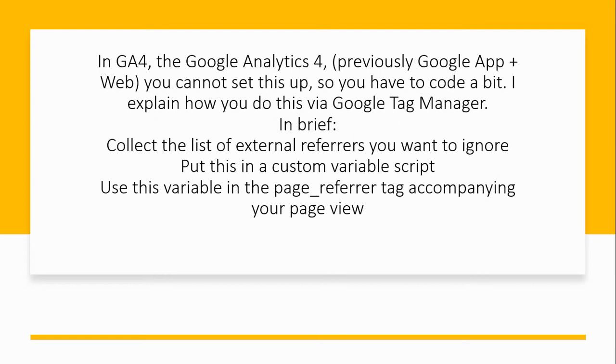So we have to code a bit. I will explain how to do this via Google Tag Manager today. In brief, just collect the list of referrals we want to ignore and put that in a custom JavaScript variable, and use that variable in the page referrer field accompanying the page view.